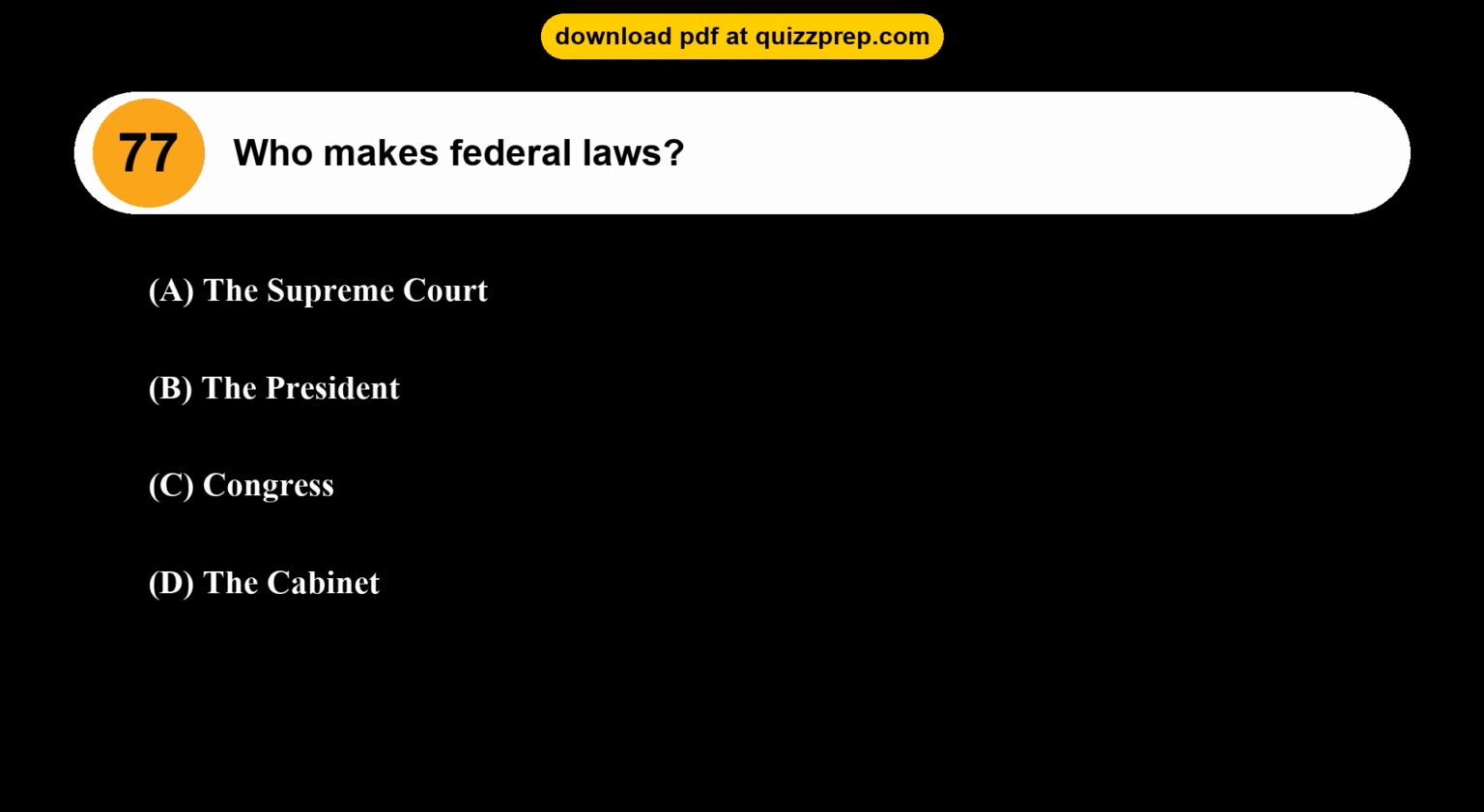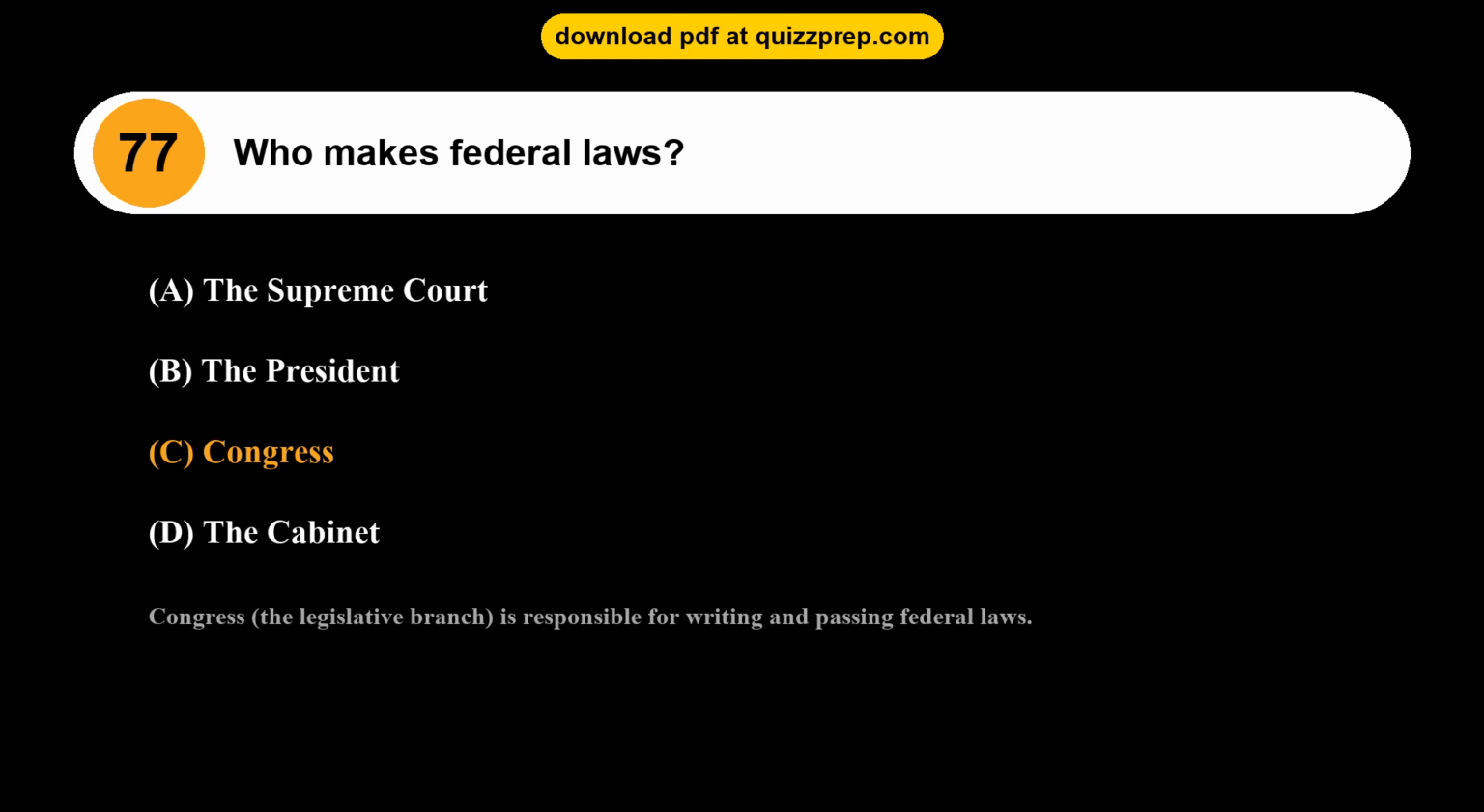Question 77. Who makes federal laws? Option A, the Supreme Court. Option B, the President. Option C, Congress. Option D, the Cabinet. The correct answer is option C, Congress. Congress, the legislative branch, is responsible for writing and passing federal laws.